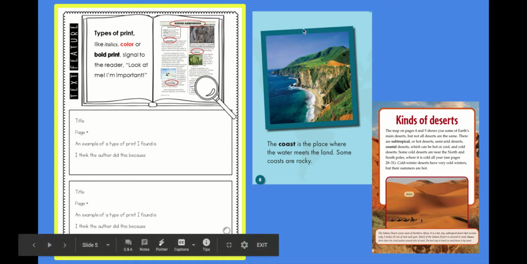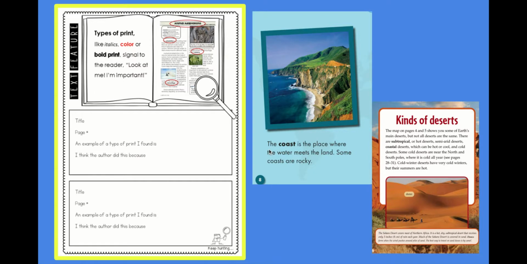So I found a bolded word in one of my books about the coast and oceans. And right here it says the coast is the place where the water meets the land. Some coasts are rocky. So an example of a type of print that I found right here is bold print. And I think that the author did this because it wants me to understand where the coast is. And I know I understand it because I'm looking at this picture and it's where the water meets land. That's the coast right there.